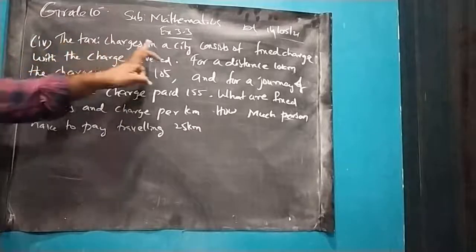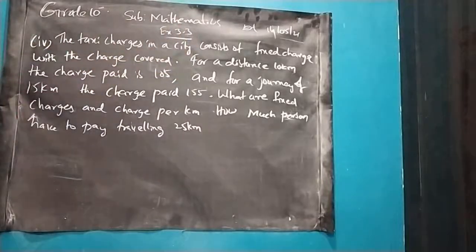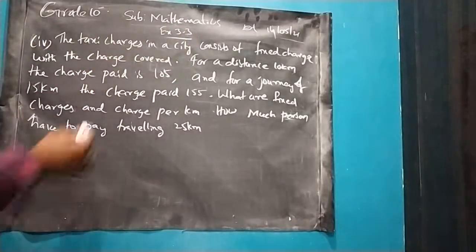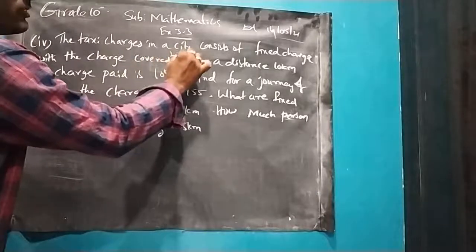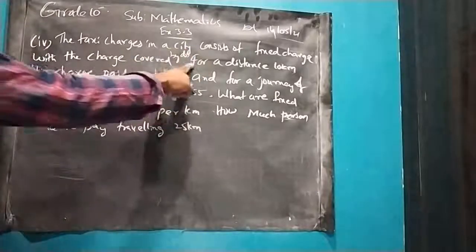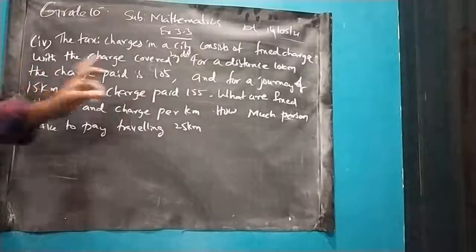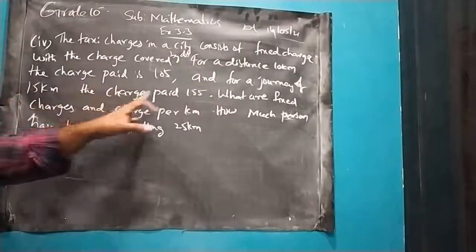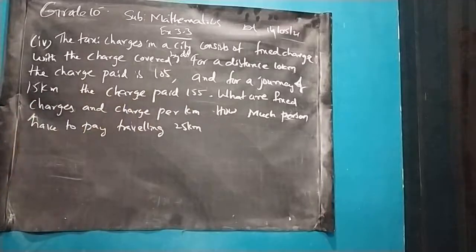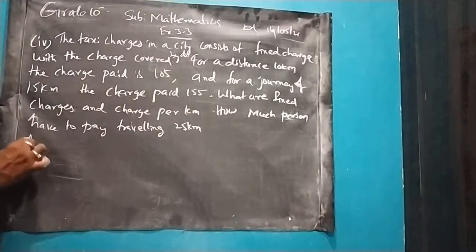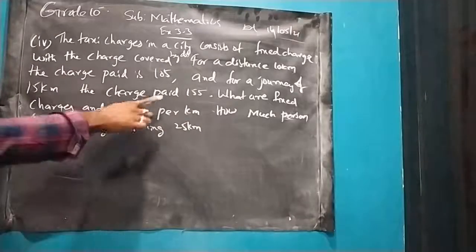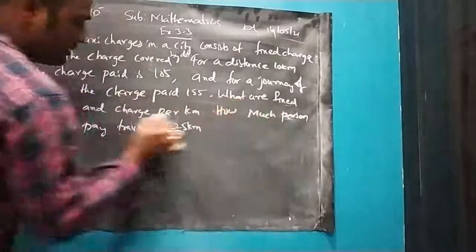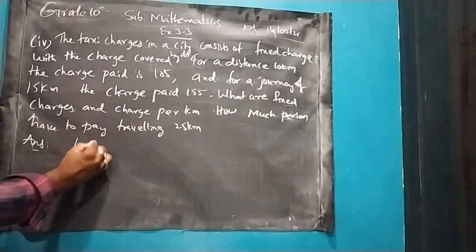The taxi charges in a city consist of a fixed charge and a charge covered by the distance. For a distance of 10 kilometers, they are going to charge 105 rupees. For a distance of 15 kilometers, they are going to charge 155 rupees. So what are the fixed charges and charge per kilometer? Okay. Let us see how to solve this. So he is talking about 2 things. What are those: fixed charge and charge per kilometer?